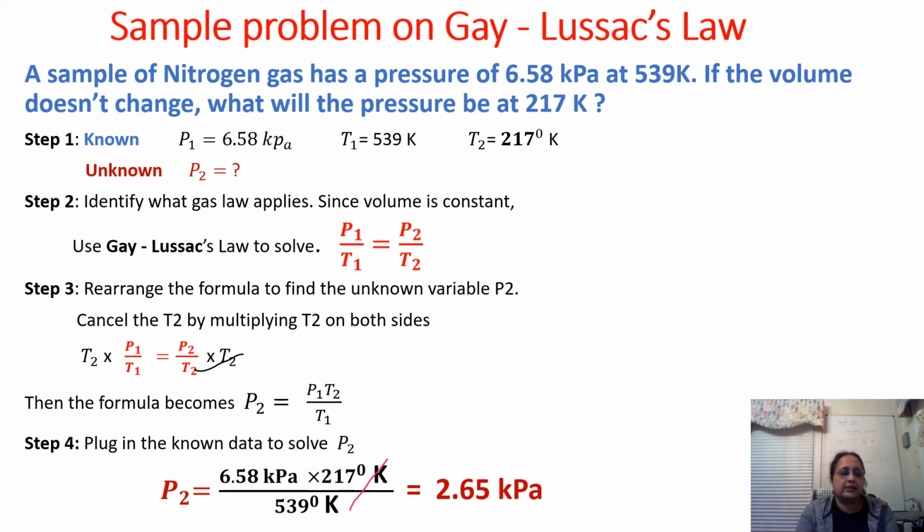2.65 kilopascal. If you check the analysis of this, P1 is 6.58 and T1 is 539 K. Going to 217, the temperature has decreased. Since these two are directly proportional, 6.58 kilopascal also reduced to 2.65 kilopascal.